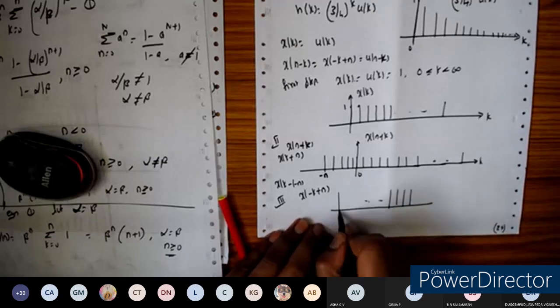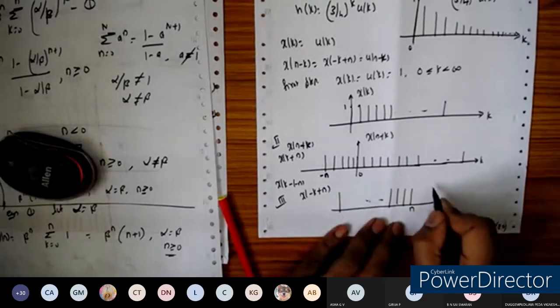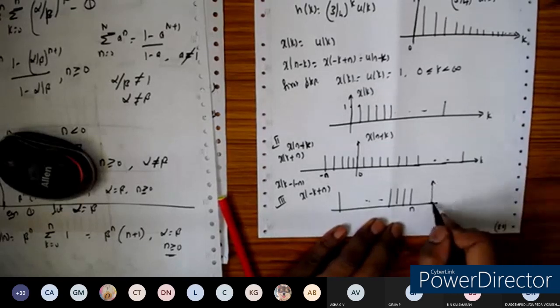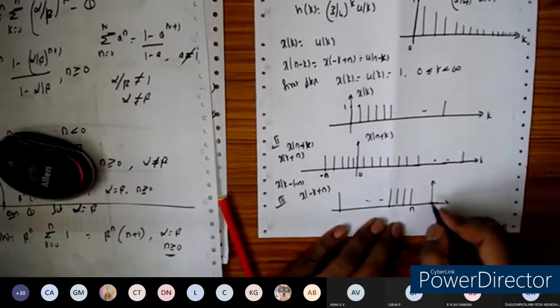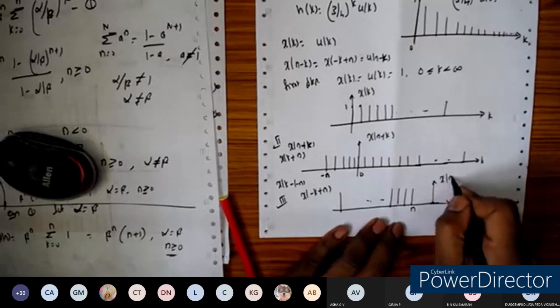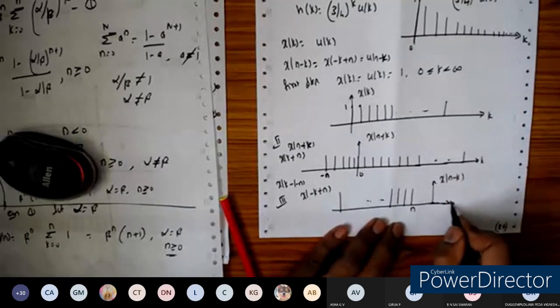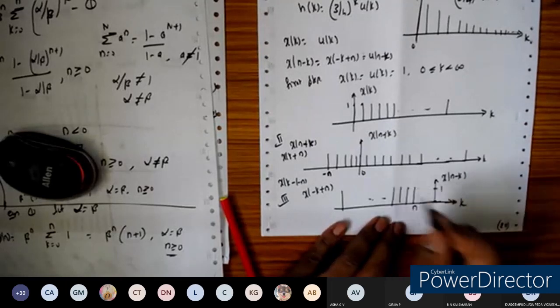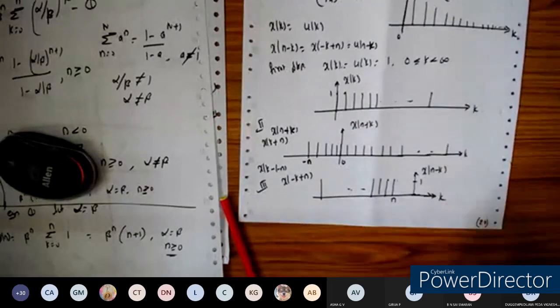So like this. I'm going to call this one n here. This one somewhere else, because we don't know the value of n here. I don't know whether it is less than origin or greater than origin. I can call this x of n minus k. So this is k, and the corresponding amplitude is 1. So we can call it like this.